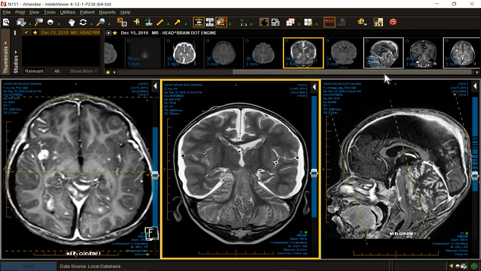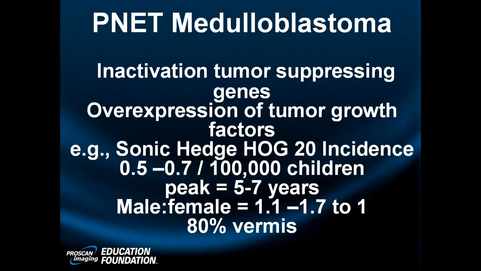Let's talk about medulloblastoma. So this is an important one. It's one of the more common posterior fossa neoplasms in children, and it results from inactivation of tumor suppressive genes like many other cancers. It isn't that the gene makes the tumor. It's that the gene that prevents the tumor has failed. This results in overexpression of tumor growth factors like sonic hedgehog, and the incidence, while still low, less than 1 per 100,000, still makes it one of the more common posterior fossa neoplasms in children.